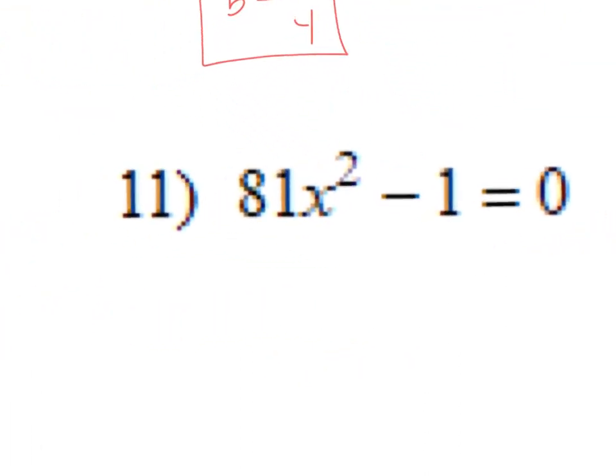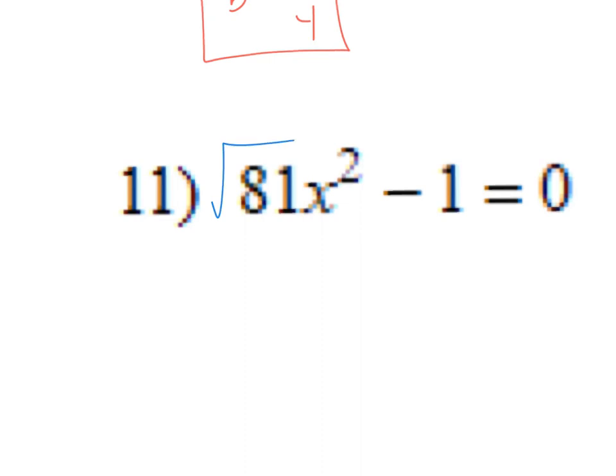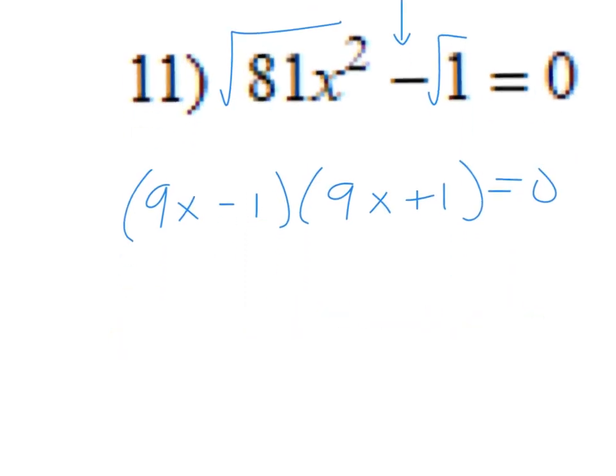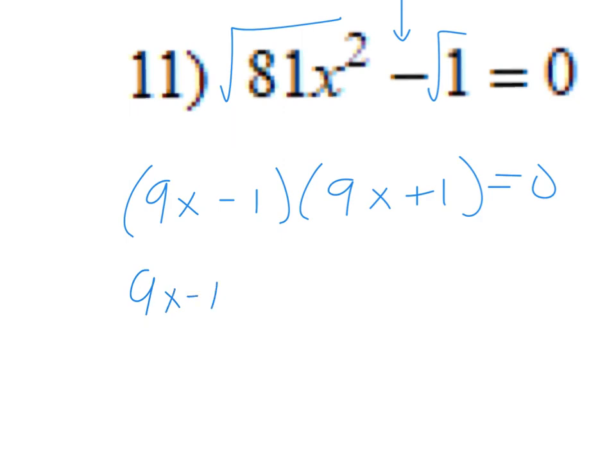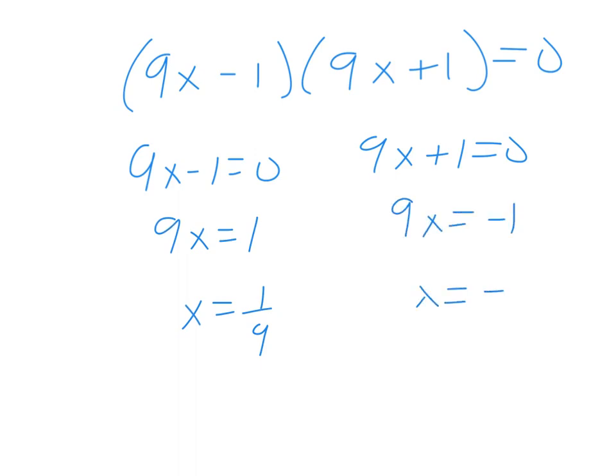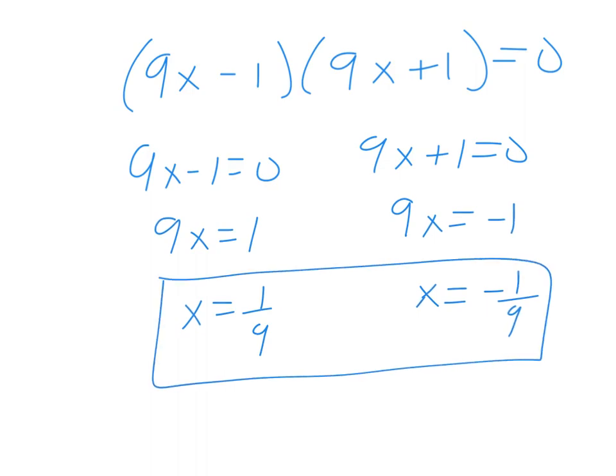All right, on this guy, this is difference of squares. I can square root, I have subtraction, and I can square root. So I get 9x minus 1 and 9x plus 1 when I do that. Now set each factor equal to 0. And solve. So I'm going to add the 1 over and then divide and get 1/9. I'm going to subtract the 1 over and divide and get negative 1 over 9. And those are your two solutions.